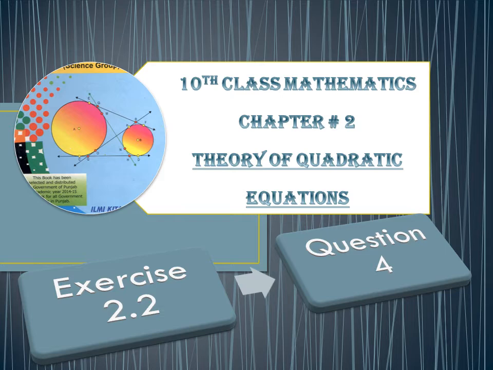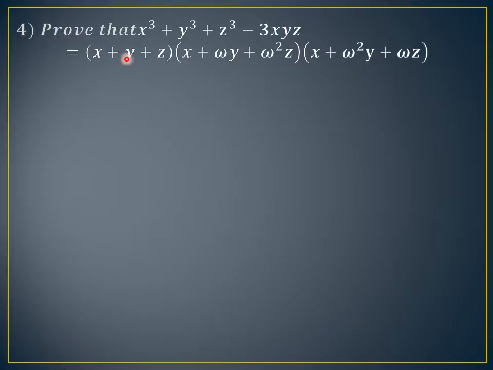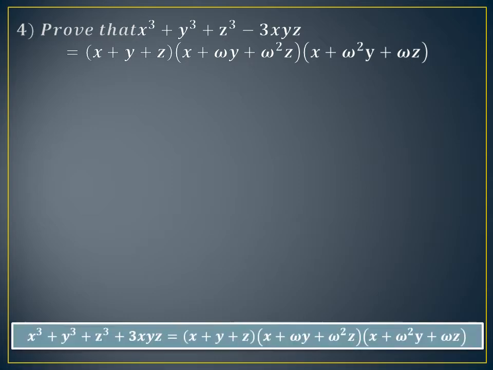In this lecture, we will cover exercise 2.2, question number 4. Question number 4 states: prove that x cube plus y cube plus z cube minus 3xyz is equal to (x plus y plus z)(x plus omega y plus omega square z)(x plus omega square y plus omega z). We are given two sides of an equation and we have to prove them equal.